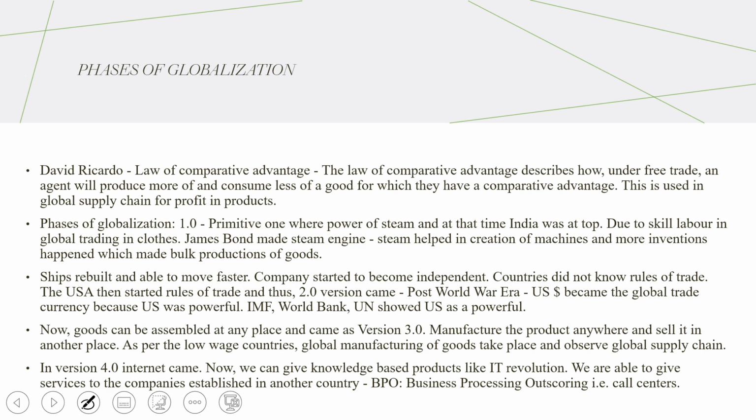David Ricardo gave the law of comparative advantage. What is the law of comparative advantage? The law of comparative advantage describes how, under free trade, an agent will produce more of and consume less of a good for which they have a comparative advantage. This is used in the global supply chain for profit in products.